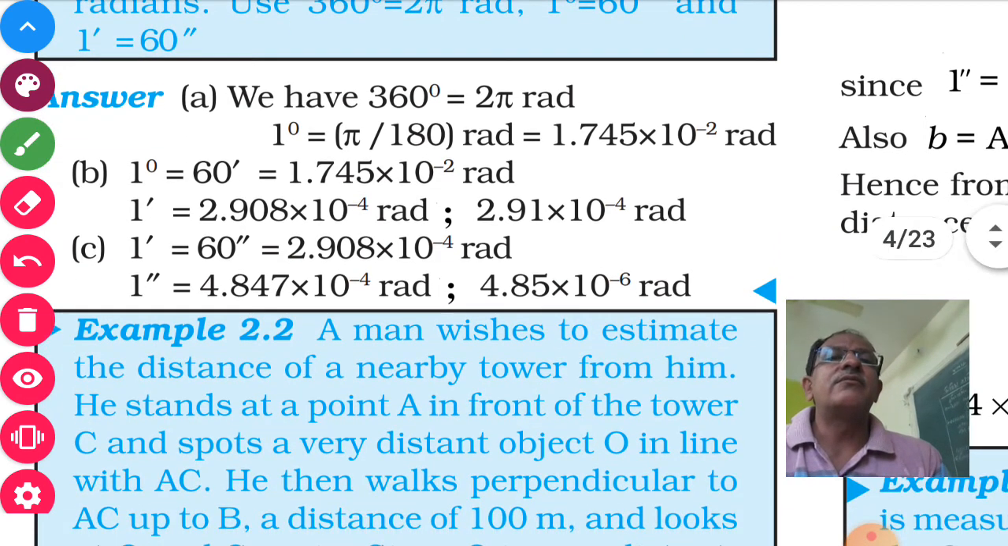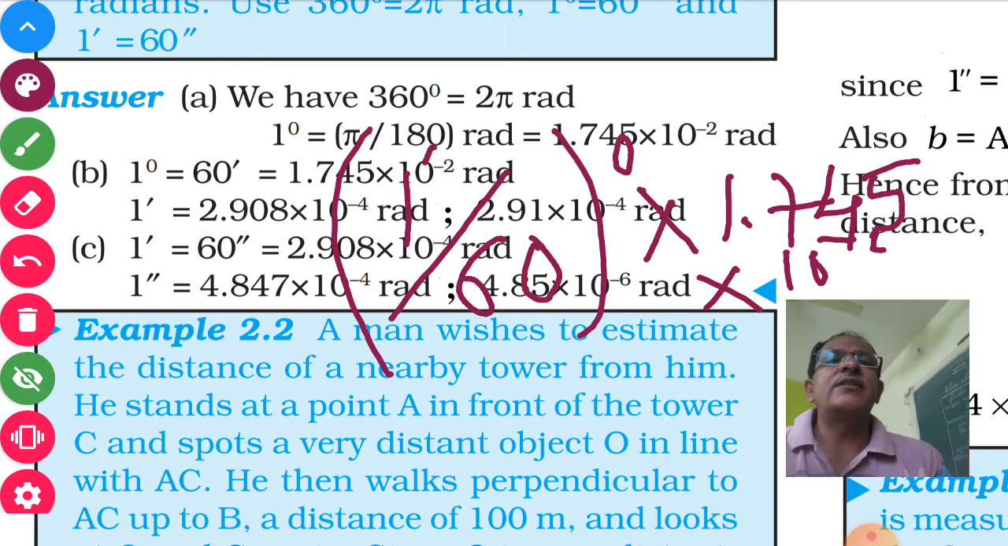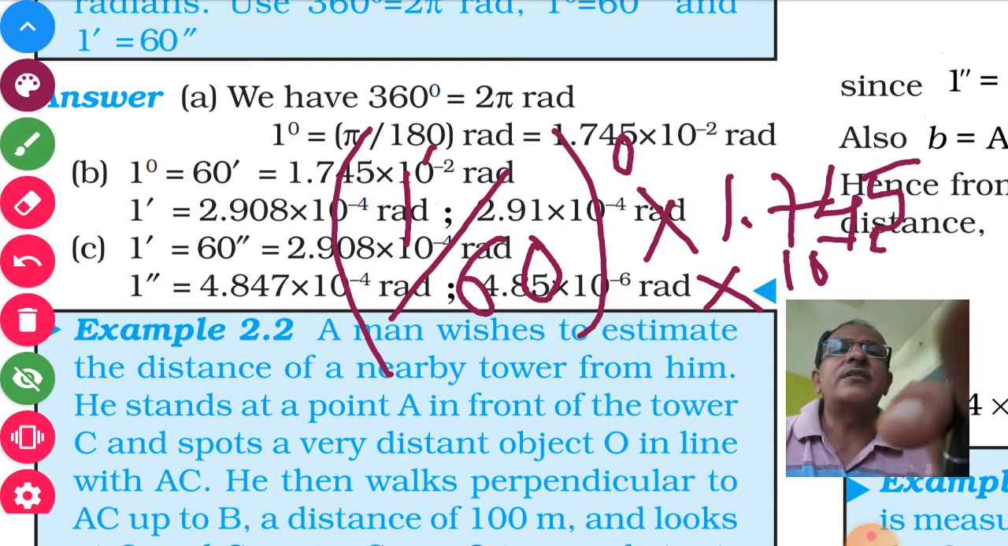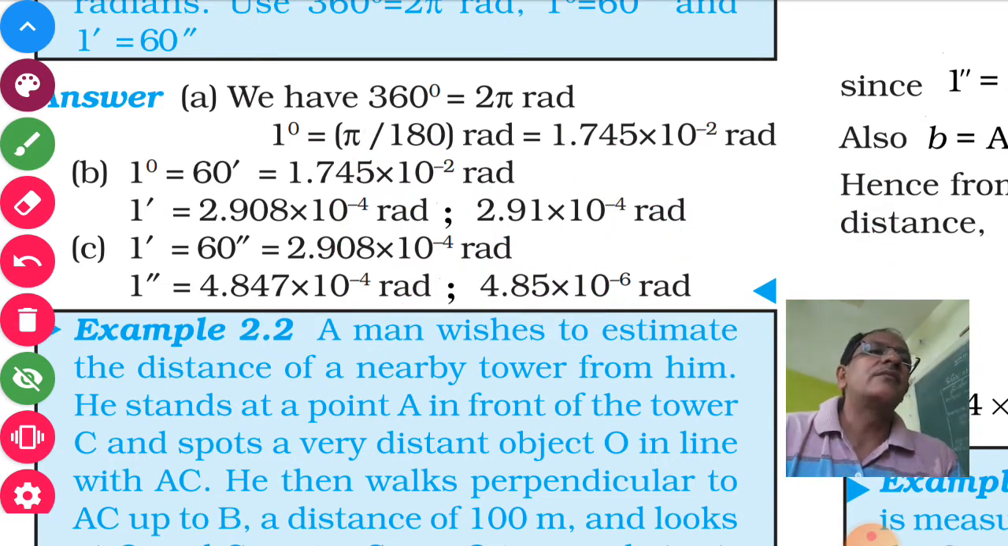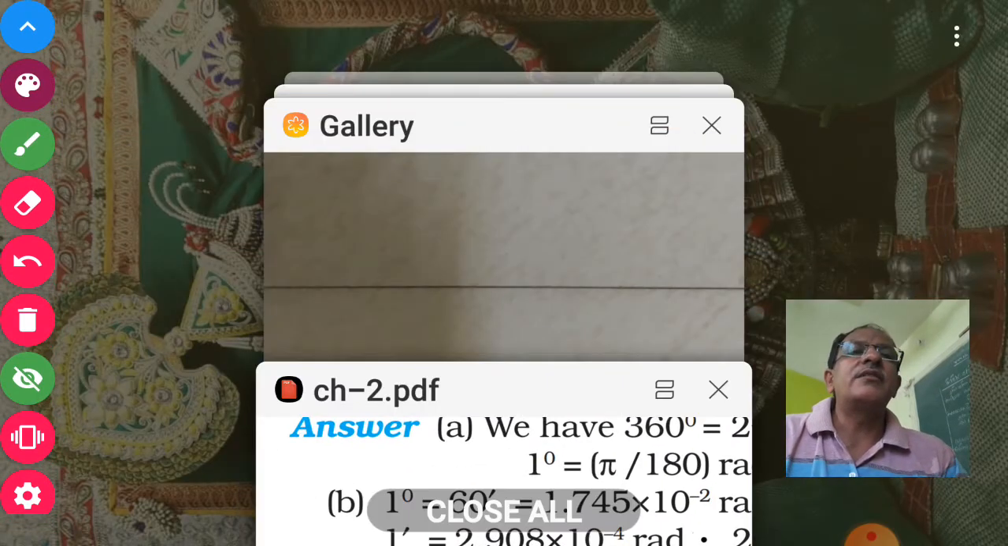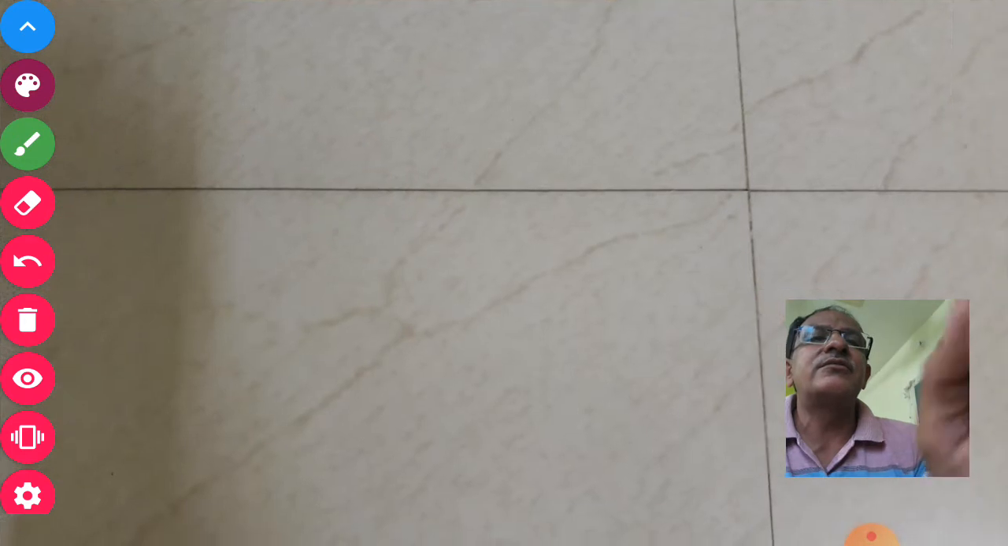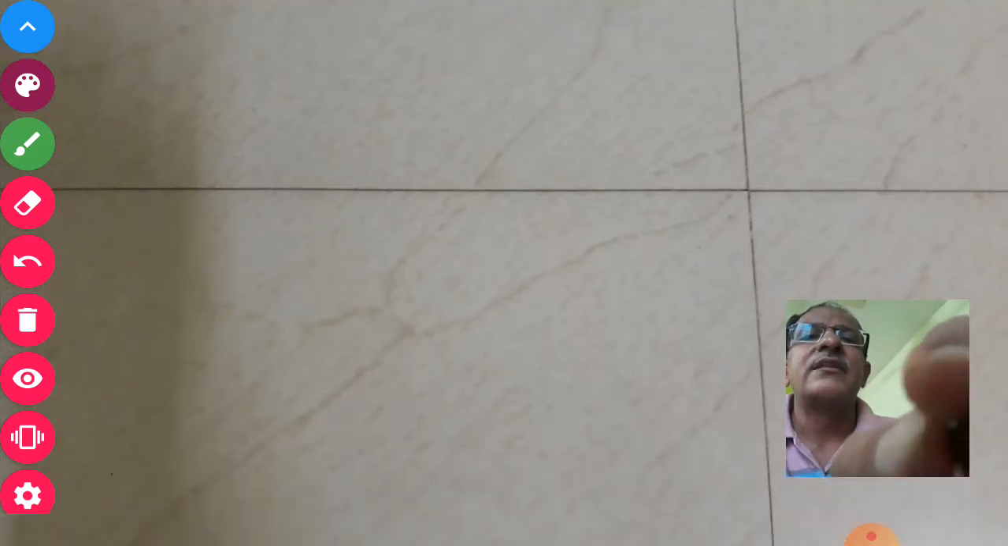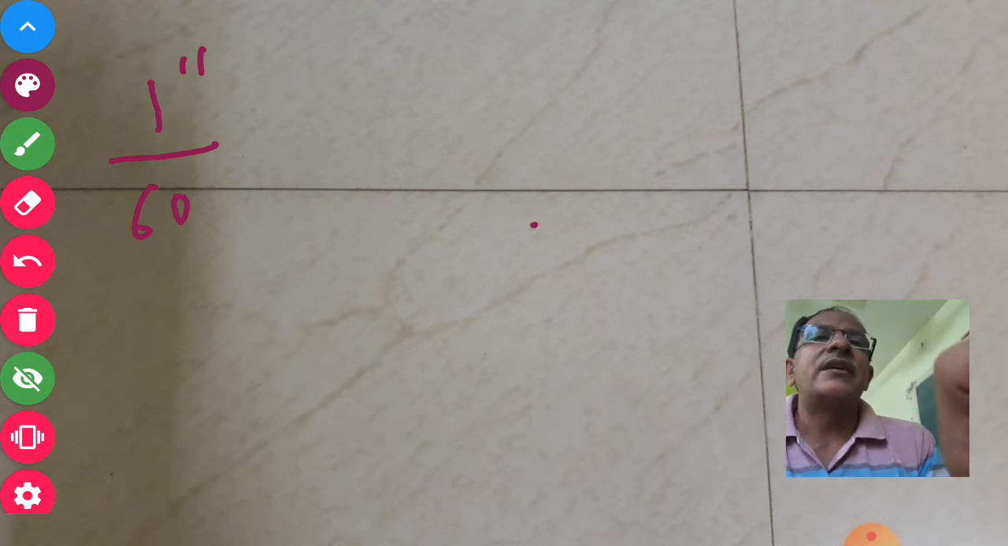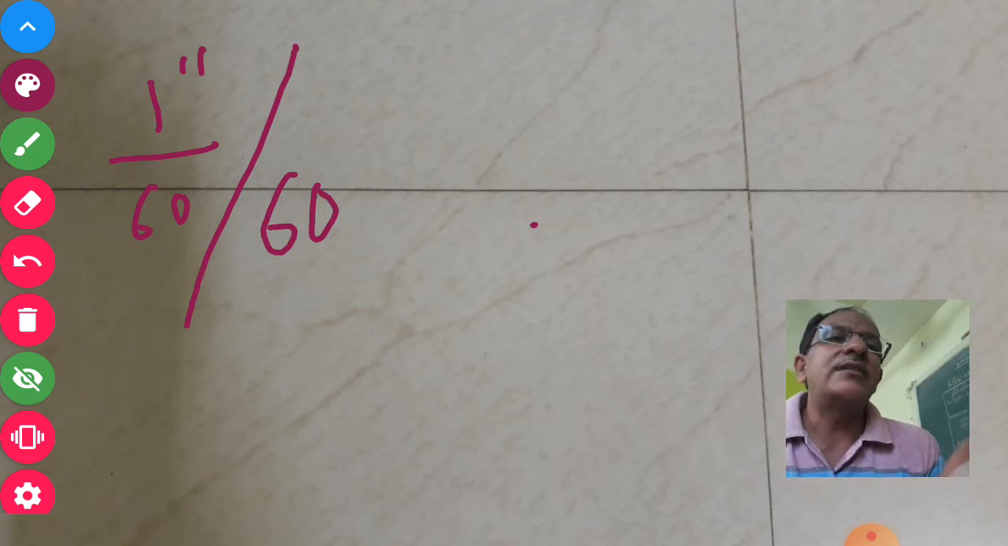Now 1 second. If you want to convert 1 second first of all into minute and then into degree, yesterday we discussed. If you want to convert that 1 second into minute, then what you should do? 1 second divided by 60, so that will give you the answer in minute, and this is again divided by 60, so that answer you will get in degree.